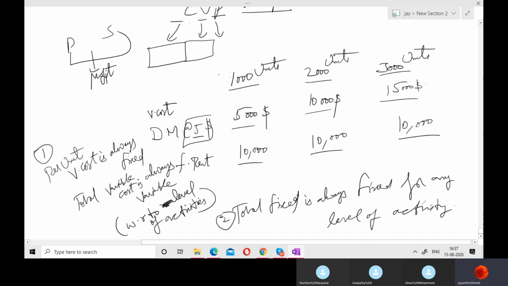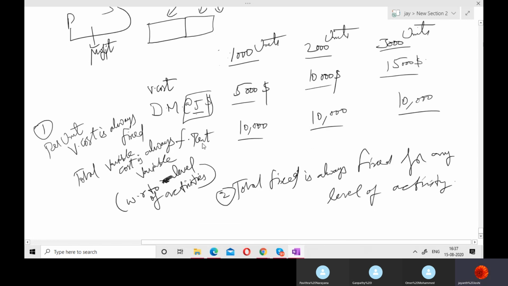But when we see per unit fixed cost, definitely there's going to be a change with the level of activities. How? See, I'll just do a per unit calculation: 10,000 divided by 1000, I'm getting $10. By 2000, I'm getting $5. By 3000, I'm getting $3.33. So when you produce more, you will get an ultimate benefit because your fixed cost is always fixed.